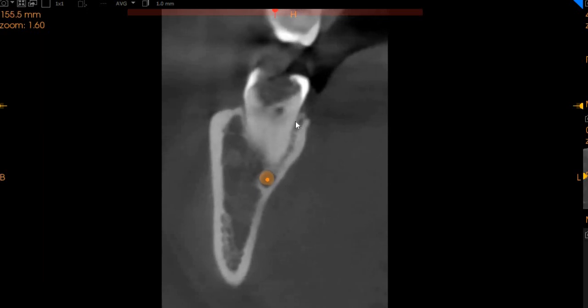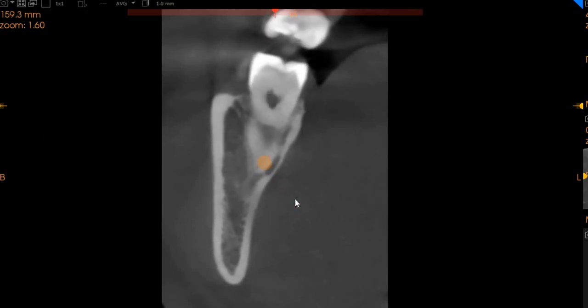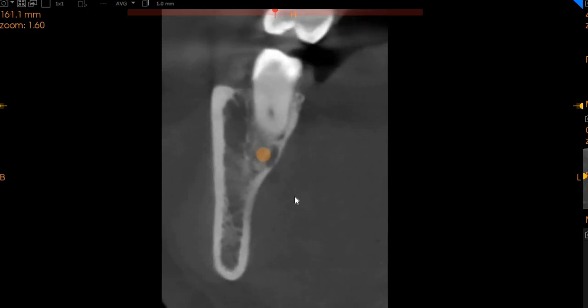Here is the mesial root, which you can clearly see the apex of the mesial root is compressing the inferior alveolar nerve right here. So definitely very close in contact. Then this is the furcation, and then we come to the distal root, and the distal root again continues to compress the inferior alveolar nerve canal quite significantly.